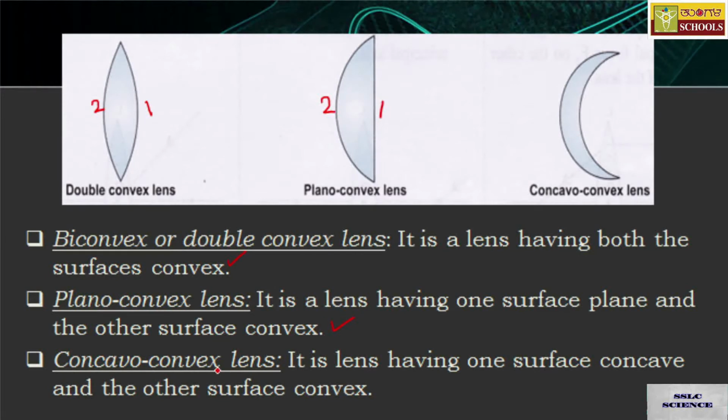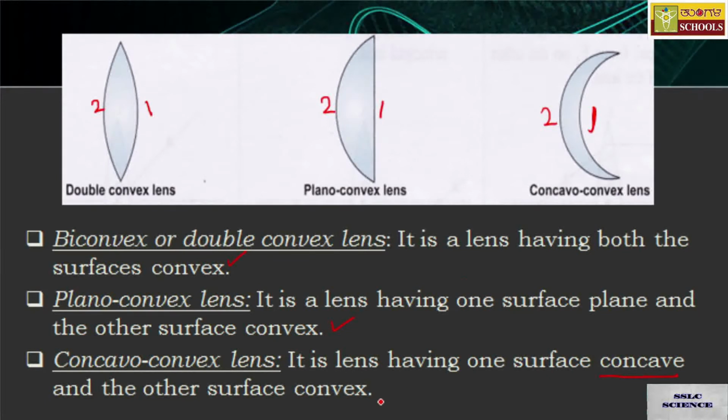The third is the concavo-convex lens. So it is the mixture of concave as well as convex lens. Concavo-convex lens means concave plus convex lens. It is the lens having one surface concave, and the other surface convex. So this is the convex part, and this is the concave part, and hence the name concavo-convex lens.